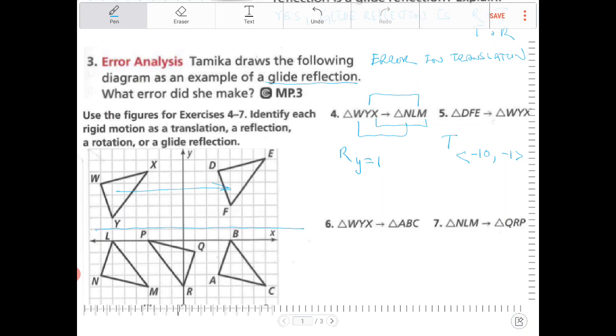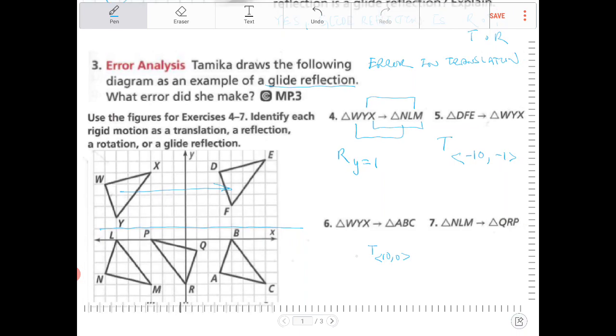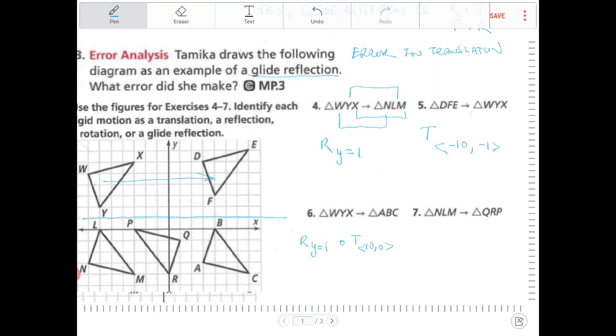so A, we're going to be translating horizontally 3 plus, what is that? So we're going to be translating horizontally 10 units to the right, and we're not going to be translating in the vertical direction, and then afterwards we are going to be reflecting over line y equal to 1. So it's going to be a glide reflection. And then we're going to go NLM to QRP.